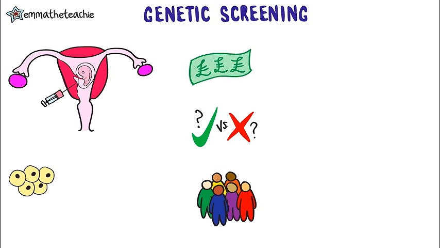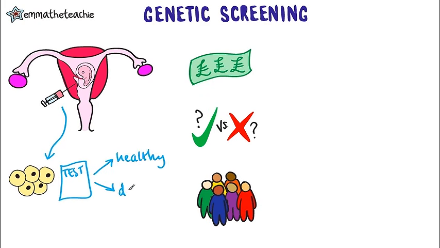Couples with a history of a genetic disorder in their family may be offered genetic screening. This is when cells from the embryos are taken and screened or tested for specific disorders. If the tests show that the embryo has a genetic disorder, the parents will make a decision whether or not to keep the baby or whether to terminate the pregnancy.